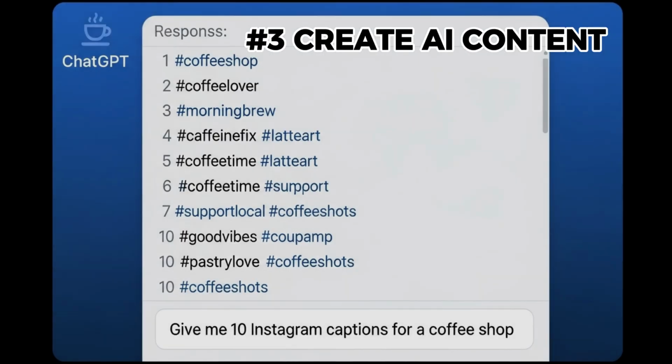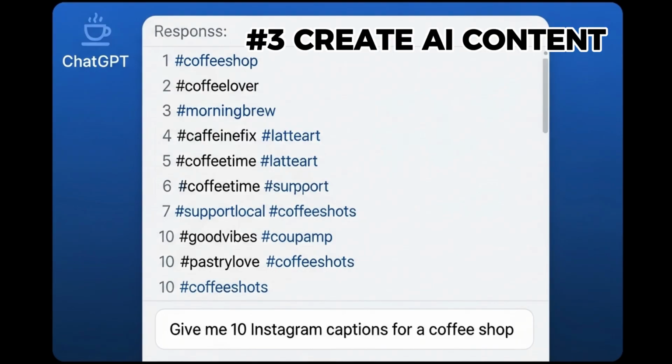Step 3. Create AI content. And this single AI trick could save you hours every week and impress your clients instantly. Open ChatGPT. Type this exact prompt. I'm managing social media for a local coffee shop. Give me 10 Instagram captions that are friendly, engaging, and promote their morning coffee specials. Include relevant hashtags for each post. Hit enter. In about 10 seconds, ChatGPT gives you 10 ready-to-use captions with hashtags.